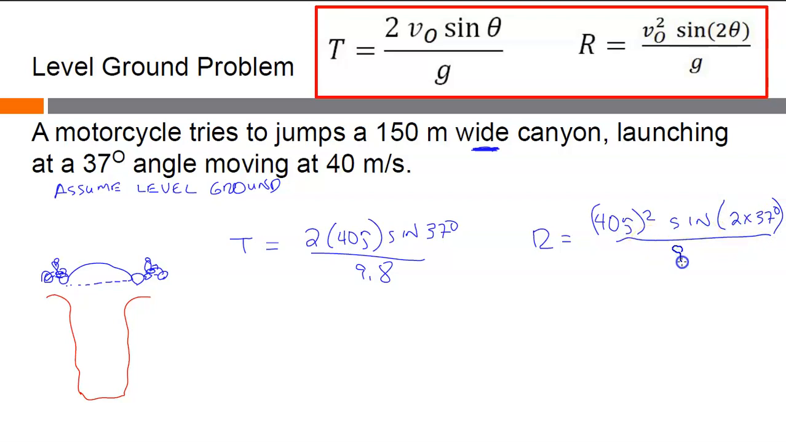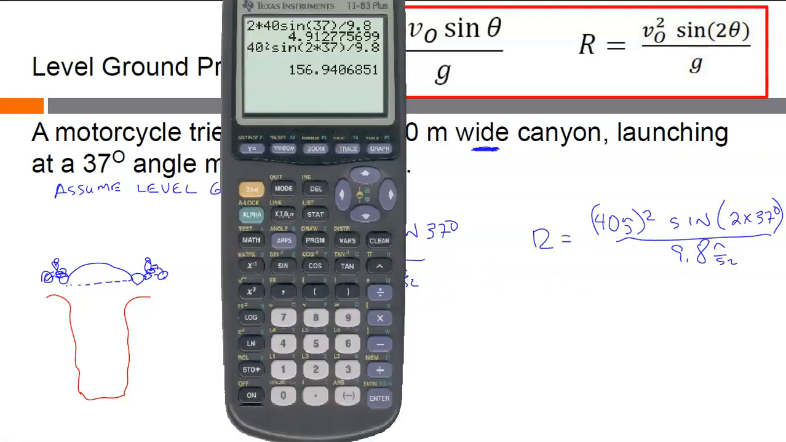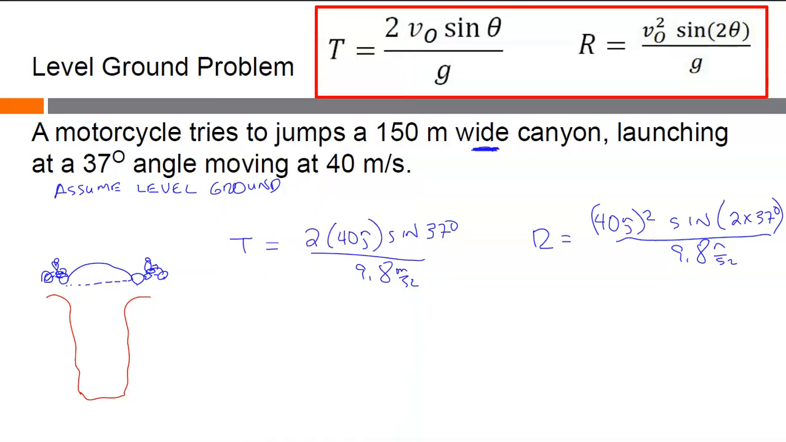Divide that by 9.8. Okay. I don't know that the time's really important here. Let's check the range. See if he made it here. I'm kind of worried about him now. 40 squared sine 2 times 37. Are these the same numbers we just used? Might be. Divided by 9.8. Yeah, 157 meters. Okay. So, does he make it?